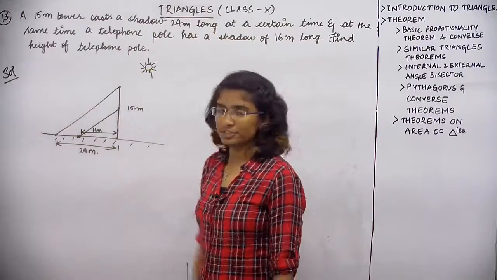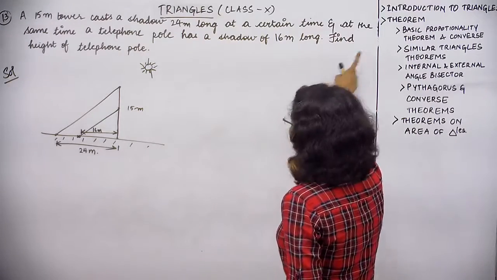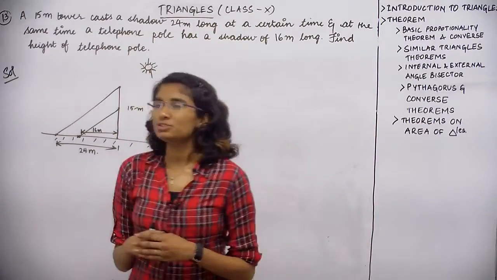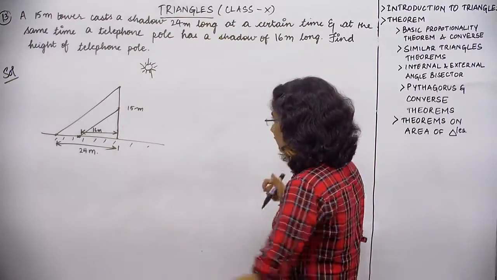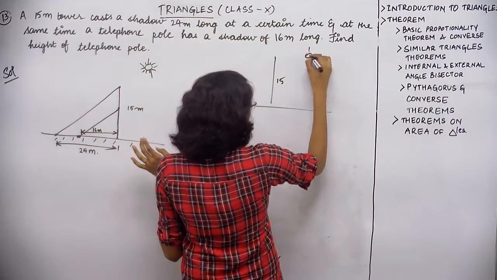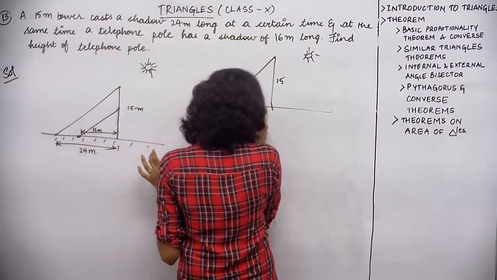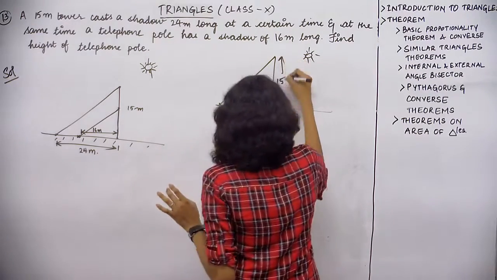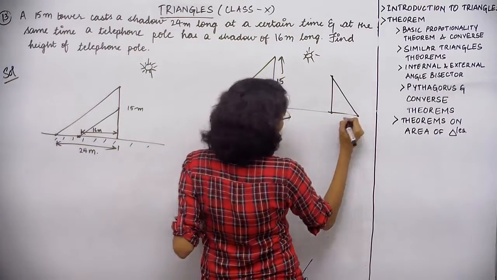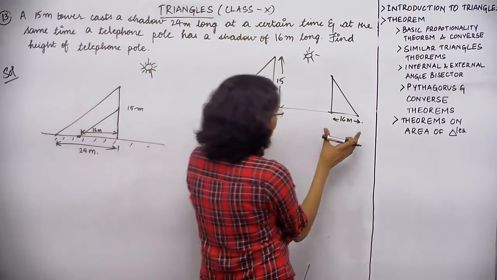So here we have the 13th question. A 15-meter tower casts a shadow 24 meters long at a certain time, and at the same time, a telephone pole has a shadow 16 meters long. Find the height of the telephone pole. If we are given such a question, what do we have? Initially they have given a 15-meter pole like this, which has one sun. Because of that, it has a shadow of 24 meters, right? At the same point, we have one more pole which casts a shadow of 16 meters. How can we interpret what is between these two?